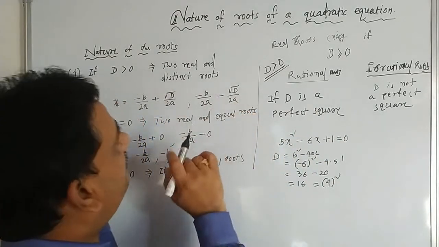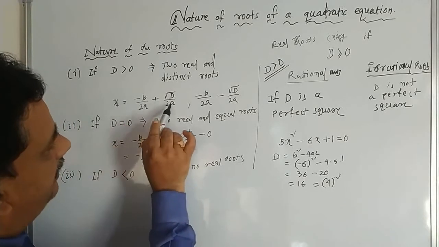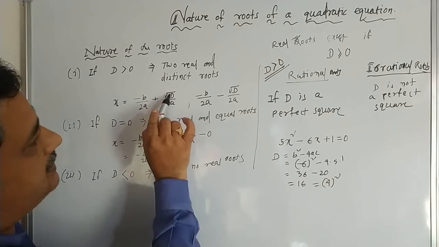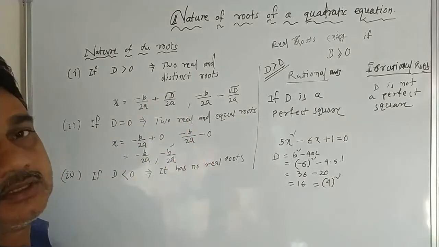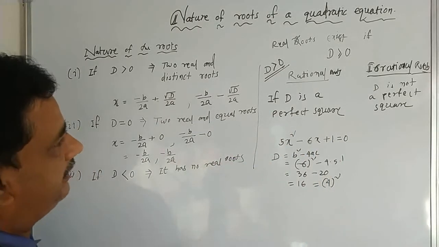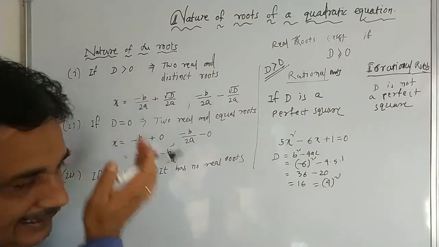Because b and 2a are all rational numbers. So if D is a perfect square, then square root of D is also rational. Hence, the whole root is rational. That is the thing. If root D is irrational, then the whole number will be irrational.